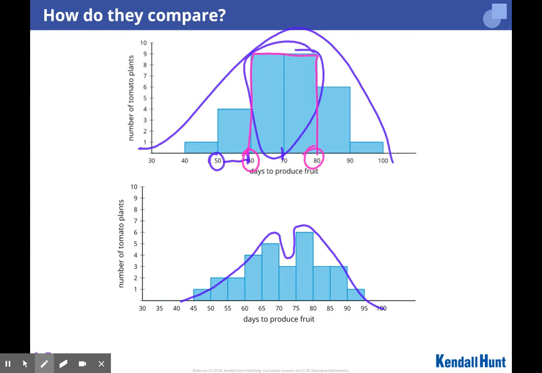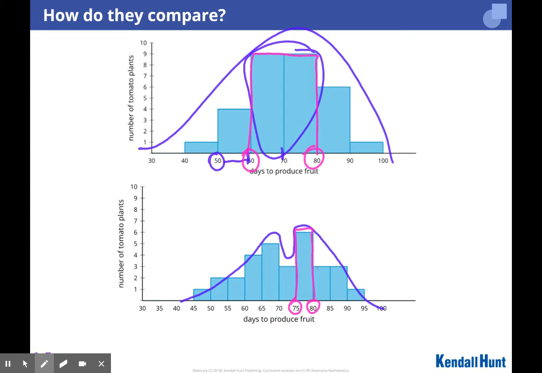But if we look at the second one, it appears that the typical number of days could be anywhere between 75 and 80 because it is now the interval with the most tomato plants. And so making our interval smaller allowed us to see a little bit more detail into where the data actually was lying. Okay. The last question I asked you about histograms was what information is not seen in the histogram?